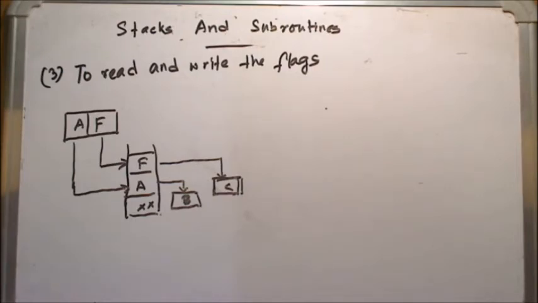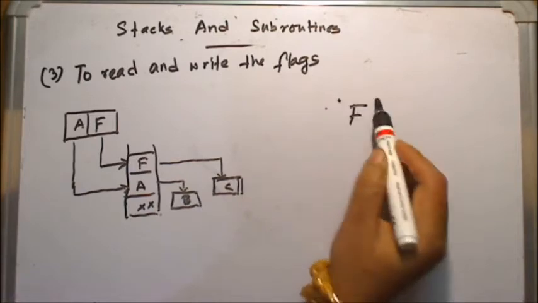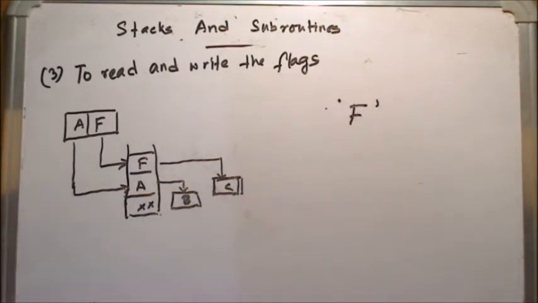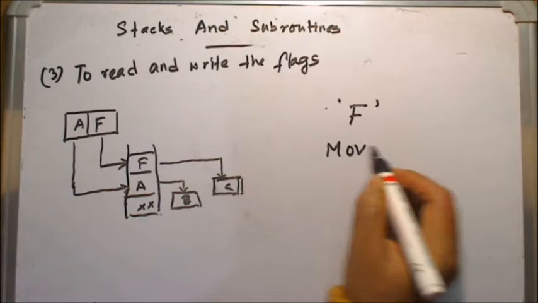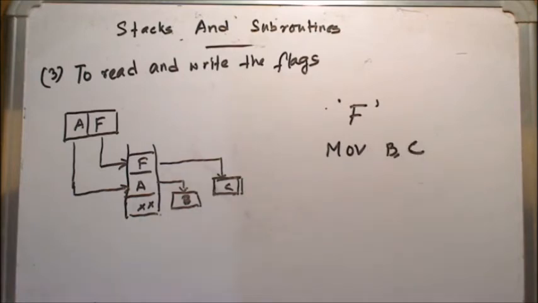Now something which you cannot do without stack registers. The third use is to read and write the flags. Now you remember that F is not a general purpose register. I want the value of the C register into the B register. What should I do? Move B comma C. Very simple.